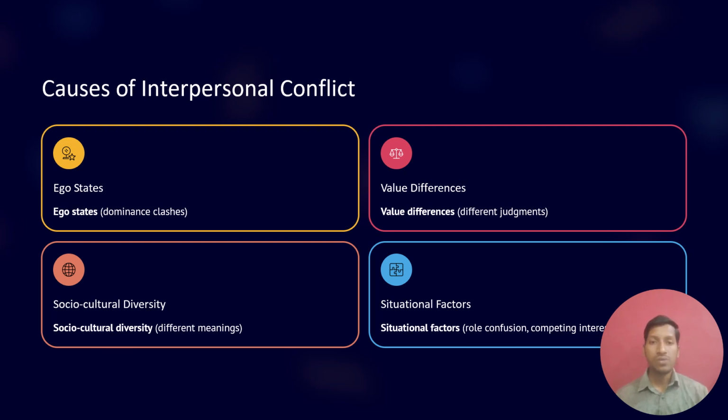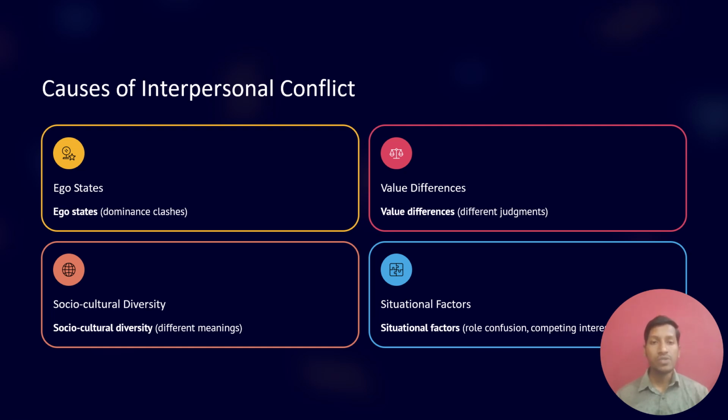Third are socio-cultural factors. People come from different backgrounds, religions, and regions. These backgrounds shape how they perceive the world. What one person sees as efficient, another might see as rude.